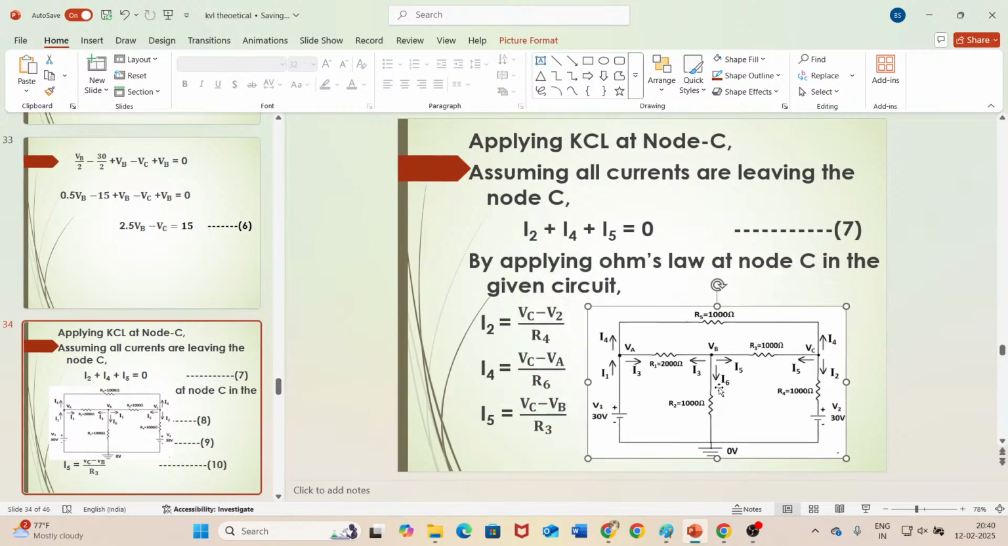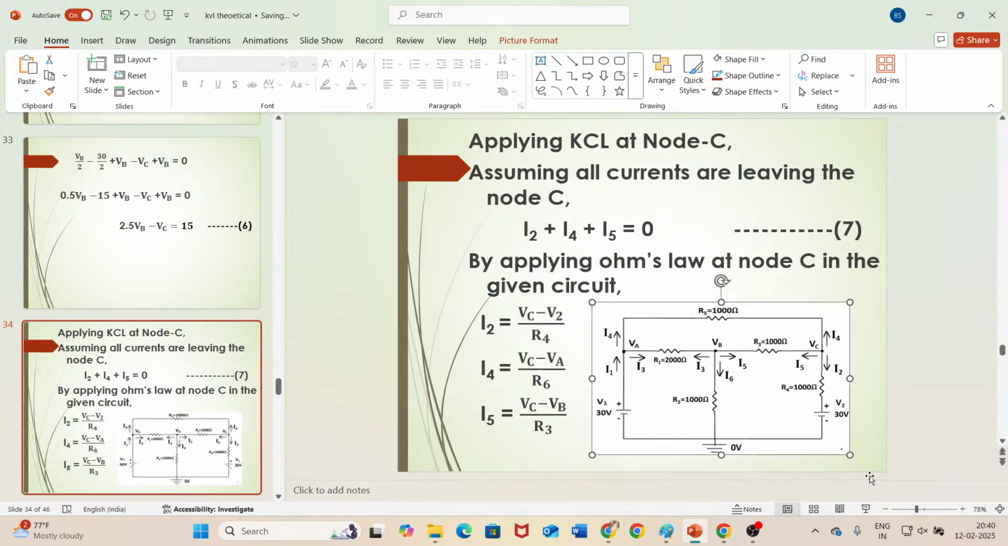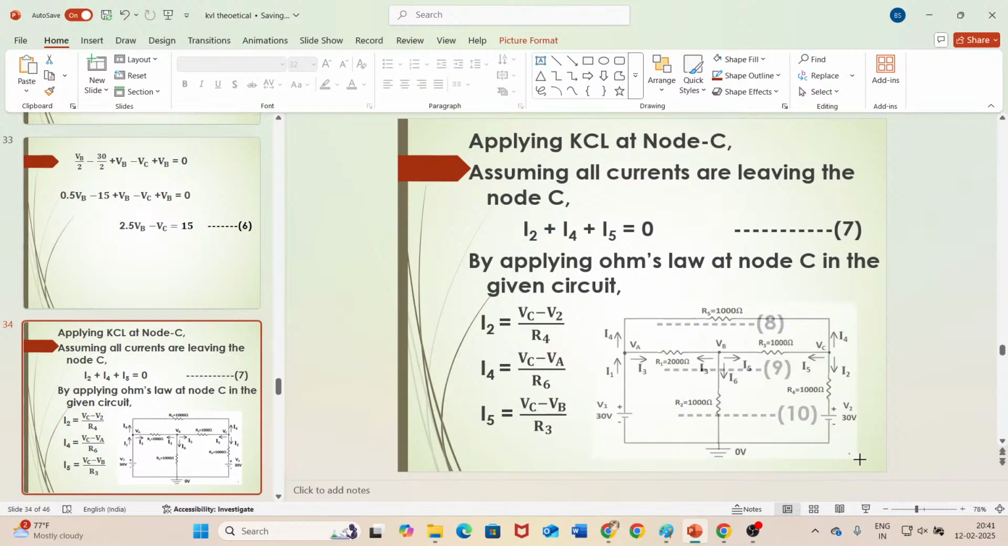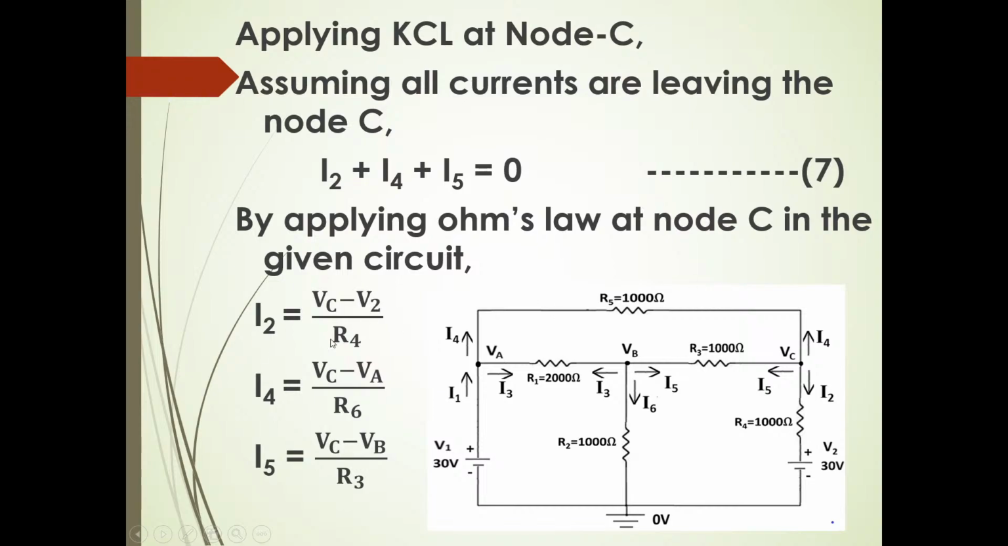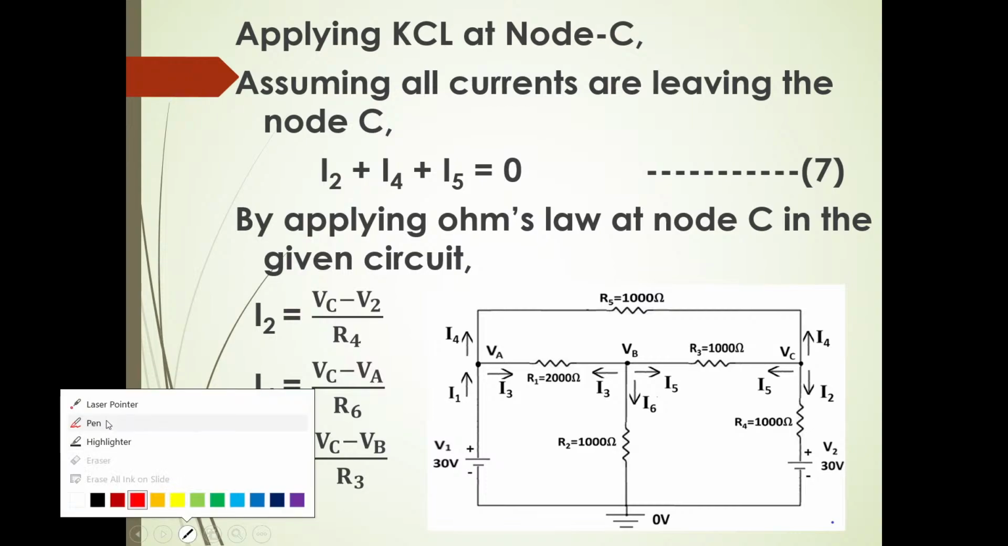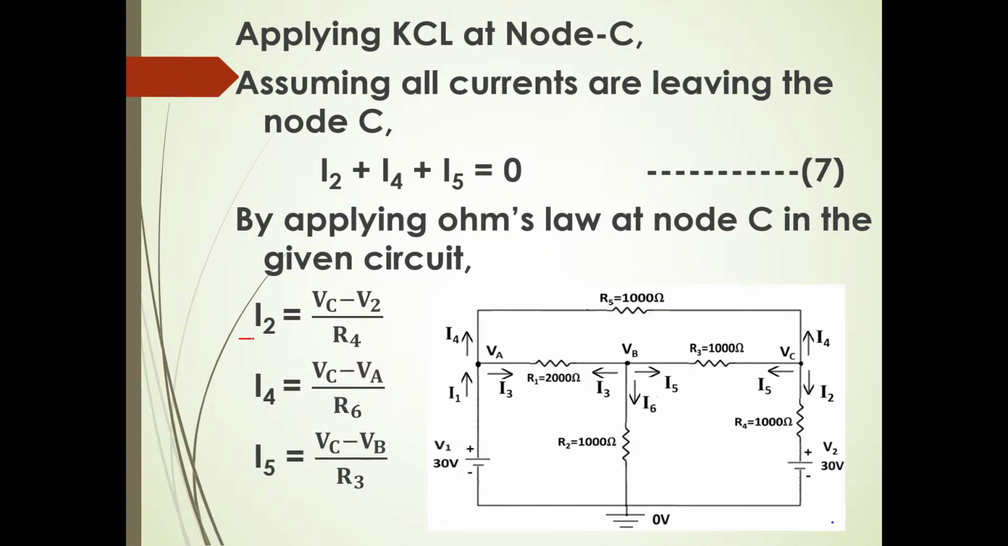Now, let us determine each current. These three currents are there at node C. Now, let us write down the current equations. They are not nodal equations. We are not applying KCL, of course. So, each current equation, I2. So, where is I2? This is I2.